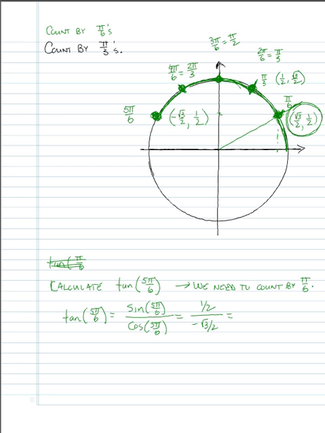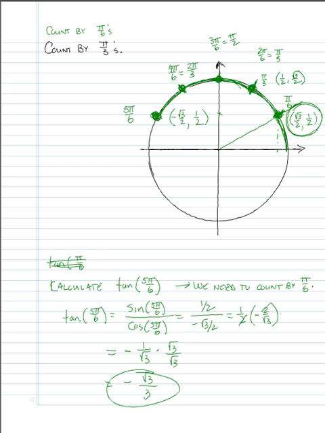And then when we simplify this, we'll have our 1/2 times the reciprocal of our divisor, which will be negative 2 over the square root of 3. Now we'll get the 2's canceling, and we'll end up with negative 1 over the square root of 3, and then when we rationalize that, we'll end up with negative square root of 3 over 3. But what we did is we counted by pi over 6's to get there.